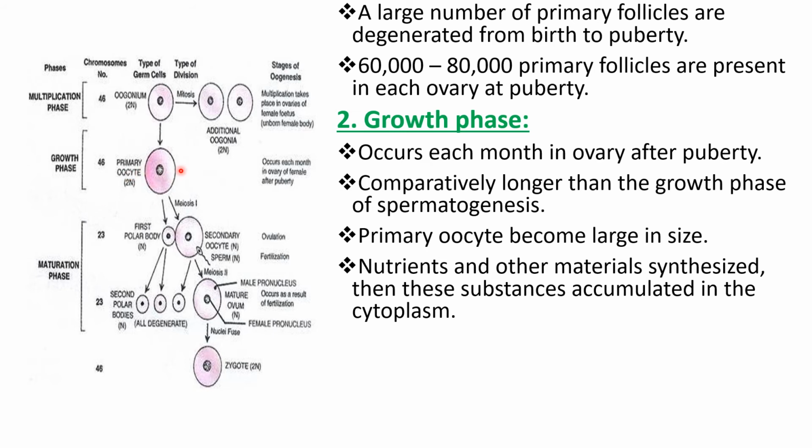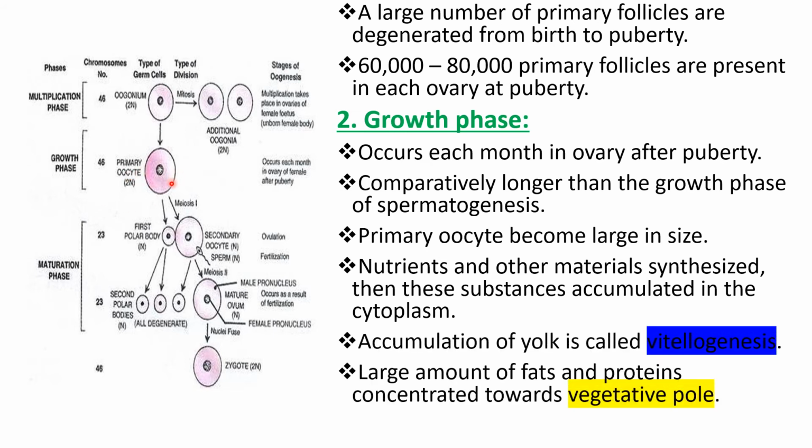Here, yolk is accumulated, which is also called vitellogenesis. Accumulation of yolk is called vitellogenesis. Here, a large amount of fats and proteins is concentrated towards the vegetative pole. The primary oocyte has two poles; I mean, the primary oocyte cell has polarity. One is the animal pole, another one is the vegetative pole. This is the vegetative pole, this is the animal pole. Towards the vegetative pole, a large amount of fats and proteins is concentrated.